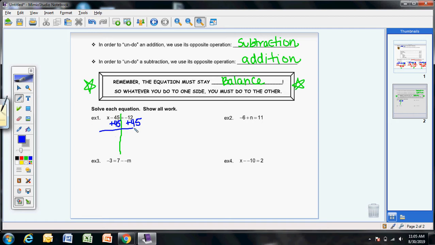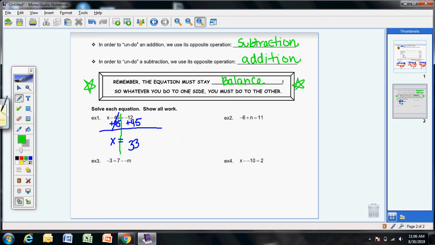Okay, so I'm going to add 45. Doing that cancels this out on this side. I get rid of it over here. Negative 45 plus 45 is 0. So all I'm left with on this side of the equation is x. Now I need to figure out what this gives me. So I'm going to have a positive 33. So x equals positive 33. And if I plug that back in for x, I can make sure that my answer is correct. So 33 minus 45 does give me negative 12. All right, let's try another one.